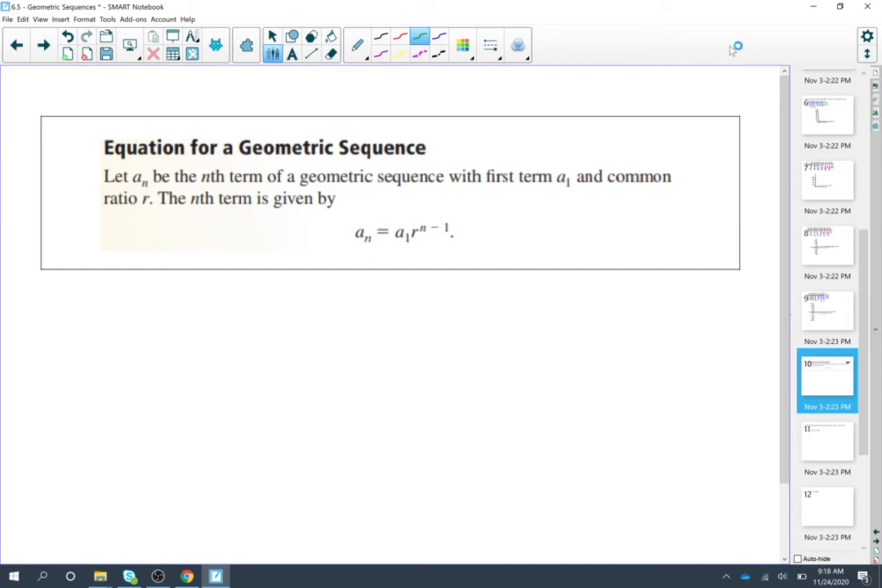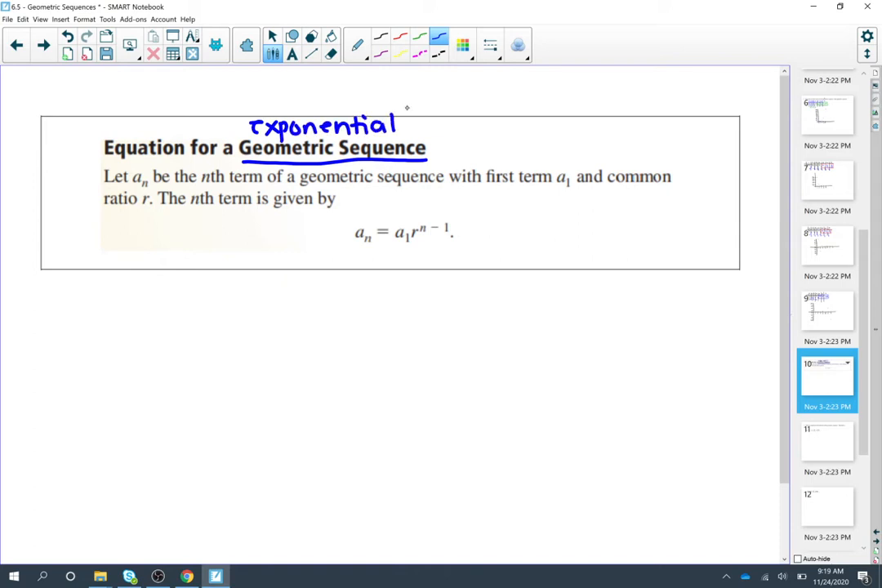Equation for a geometric sequence. Okay, so let a sub n be the nth term of a geometric sequence with first term a sub 1 and a common ratio r. The nth term is given by that equation. Now, we've kind of already talked that a geometric sequence is really just an exponential pattern.